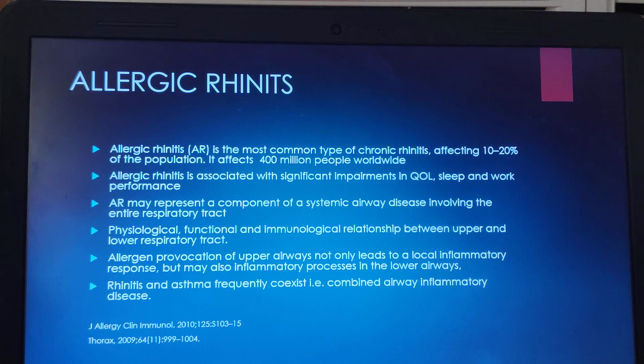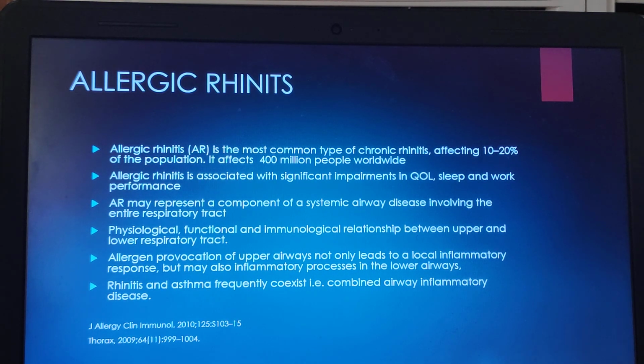Allergic rhinitis represents a component of a systemic airway disease involving the entire respiratory tract. Though allergic rhinitis is considered a local disease which involves the nasal cavity, it may be a part of a systemic airway illness, because we know that the upper and lower respiratory tract have a very strong relationship physiologically, functionally, and immunologically. So any disease affecting the upper respiratory tract may affect the lower respiratory tract as well.